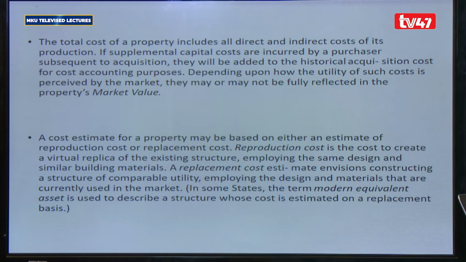A cost estimate for a property may be based on either an estimate of reproduction cost or replacement cost. Reproduction cost, therefore, is the cost to create a virtual replica of the existing structure, employing the same design with similar building materials. A replacement cost estimates the cost of constructing a structure of comparable utility. So when we are talking of reproduction, it means you're doing a replica. You're reproducing the same utility, same physical design, everything. But replacement means you're focusing on utility, something that is an equivalent that gives the same satisfaction.